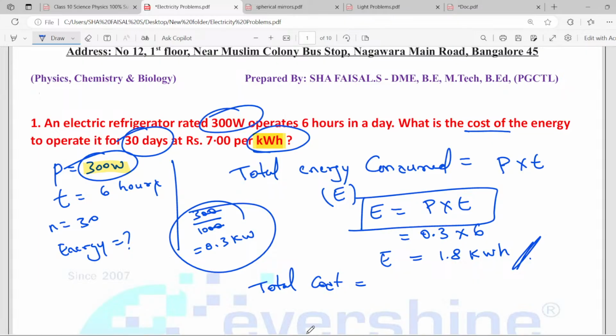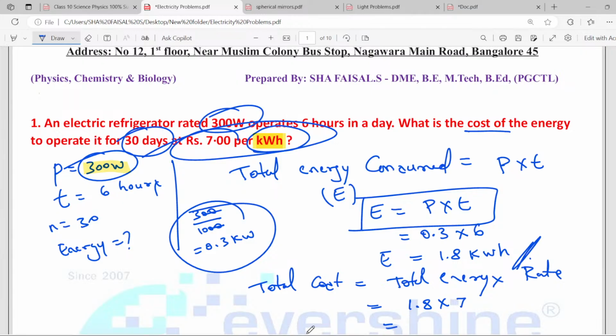So total cost is nothing but total energy into rate. So how much total energy we have consumed? 1.8 into what is the rate? As we know that the rate is 7 rupees per kilowatt hour. So per unit is 7. So 1.8 into 7, that is equals to how much?